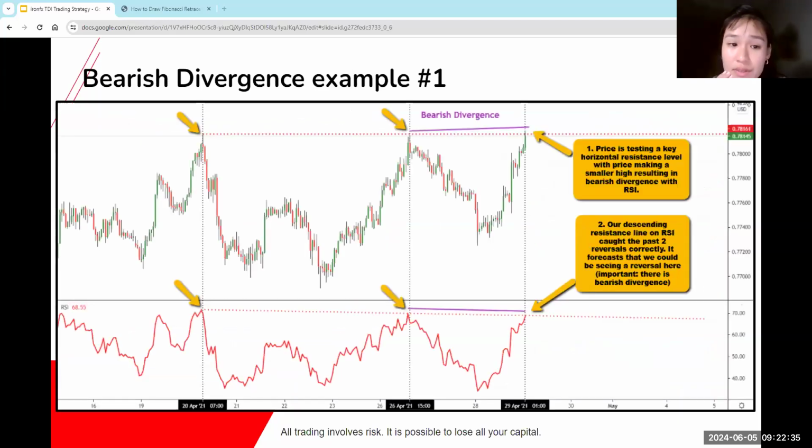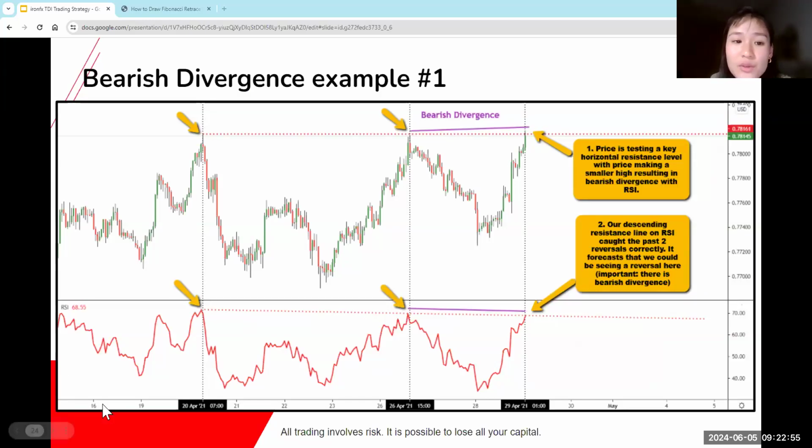Okay, so here's our first example of a divergence. I'm not using TDI here. In this example, I'm using RSI just to kind of understand what divergence is. It's pretty much the same concept for RSI, stochastic, and TDI as well.